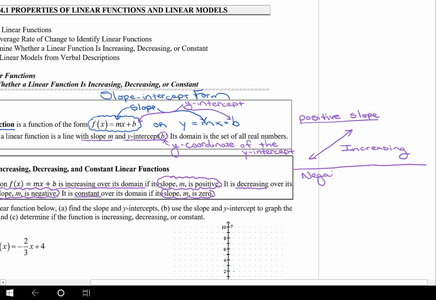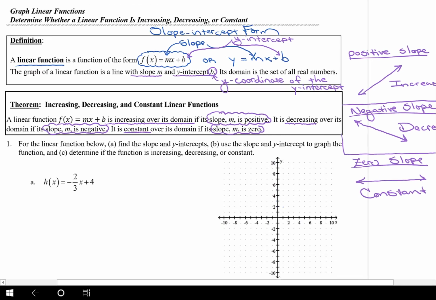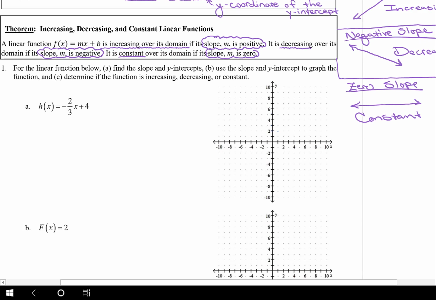Okay, if it has a negative slope, then when you look at a line from left to right, it's going to go downward. And we're going to say that this function is decreasing. And if it has a 0 slope, or in other words, it's a horizontal line, then we call this function constant over its domain. So those are the 3 different situations that can happen with a linear function.